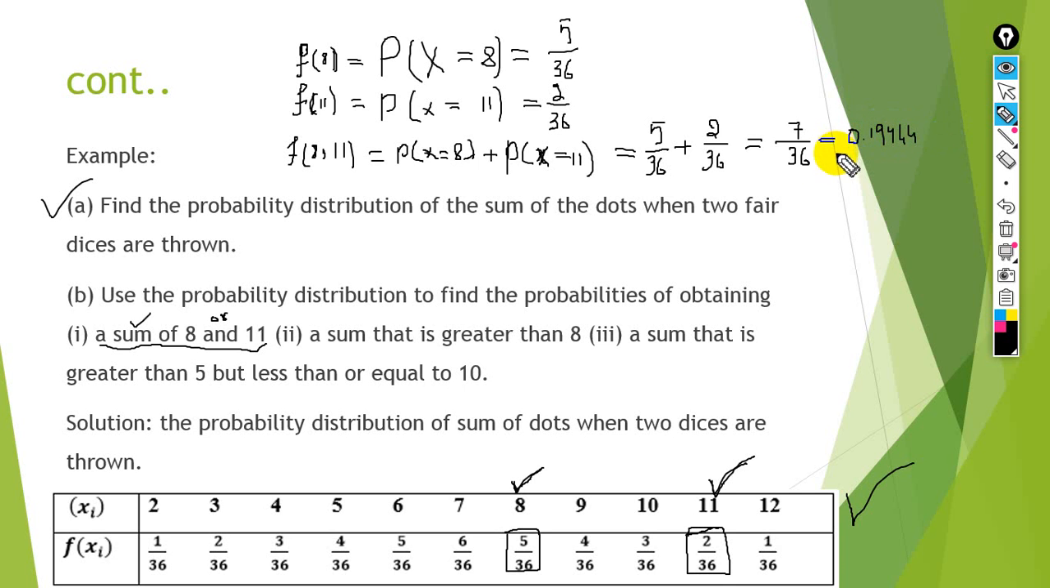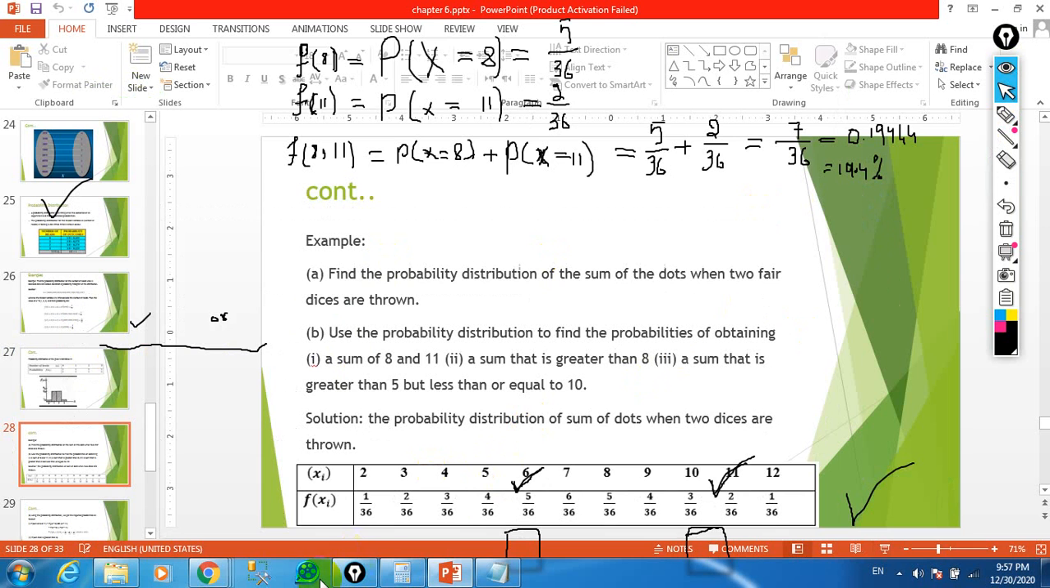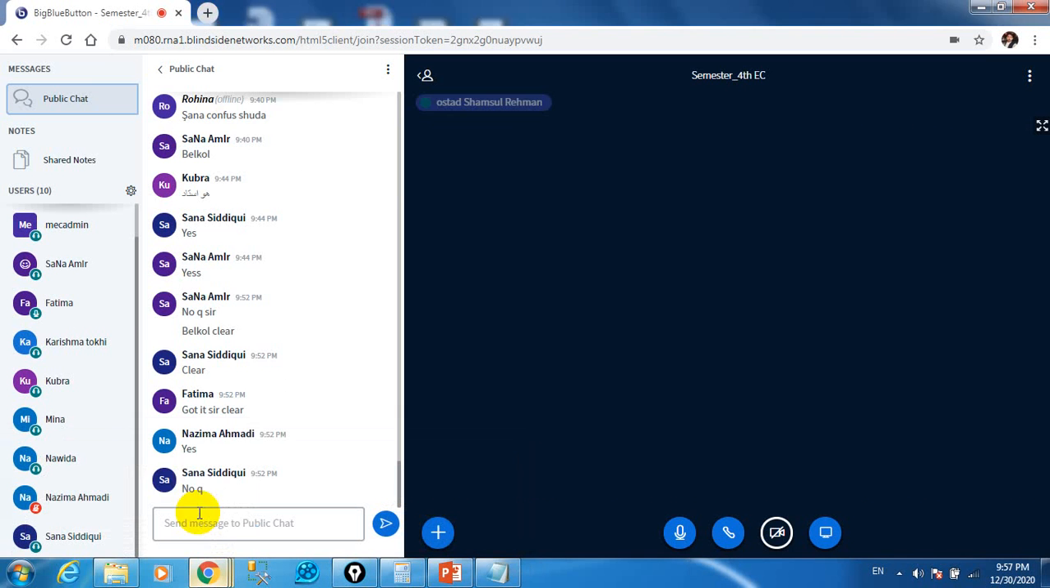19.4%. So this is the probability of this one. 19.4% probability. Do you have any question in this first portion of B? First portion of B understood?